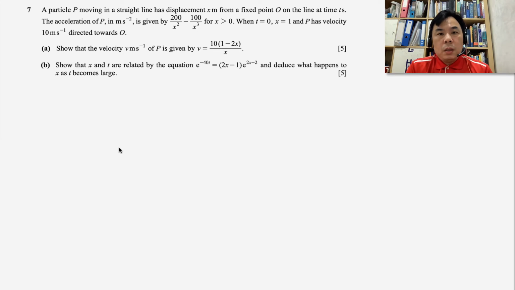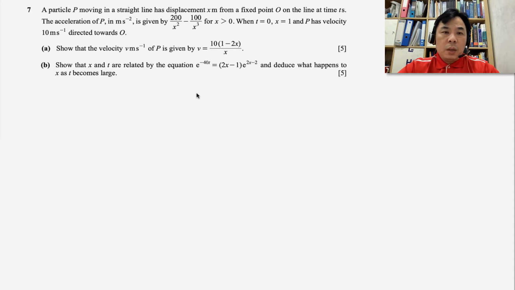Now, this is the same paper, paper 2020, paper 33, question 7 here. All right. Now, a particle P moving in a straight line has displacement x from a fixed point O on the line at time t seconds. The acceleration in meters per second squared is given by this expression, where x has to be greater than 0. When t is equal to 0, the initial displacement is 1 meter, and P has a velocity of 10 meters per second directed towards O.